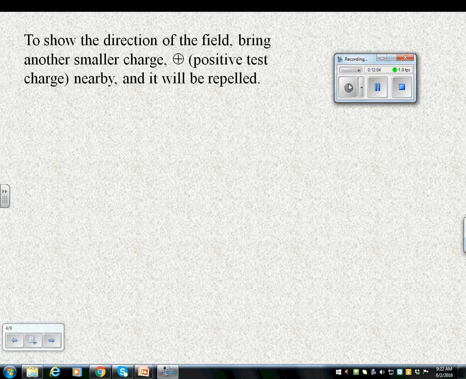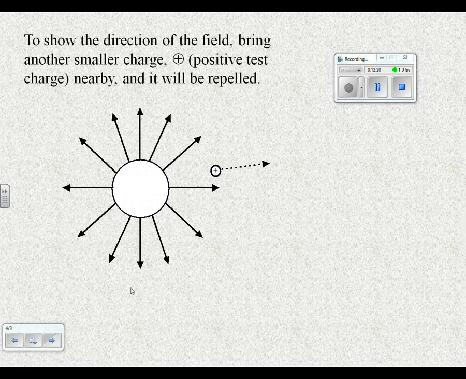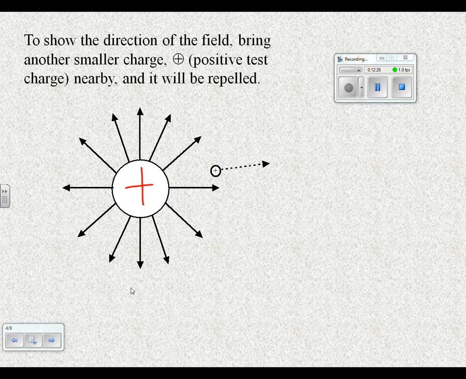To show the direction of the field, bring in another smaller charge, a small positive test charge. In this case, it will be repelled. It'll be pushed away. If this is a big giant positive capital Q, our small positive test charge will get repelled, and the lines go out. So, unlike gravitational fields, electric fields can push or pull. And you saw these pictures yesterday, right? It was on that page.